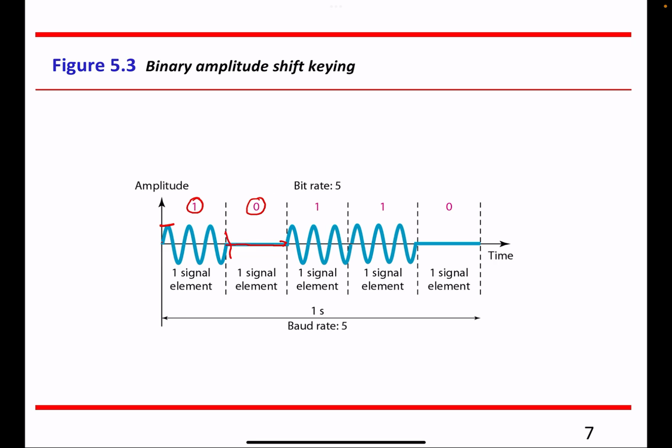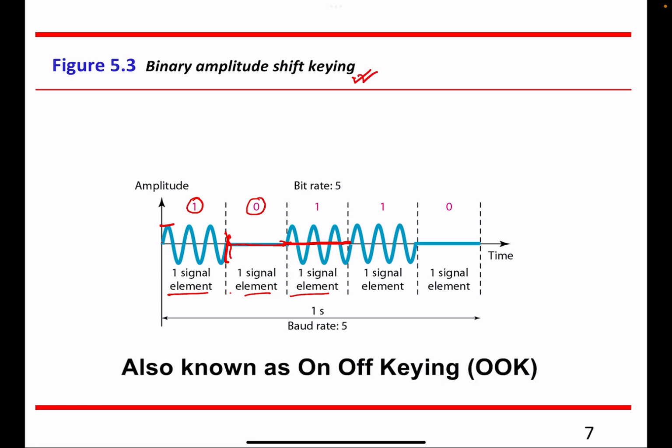Okay, and here each part of the signal is known as a signal element. So basically this is a signal element, this is a signal element, this is a signal element, and so on. Here we are representing 1 bit, 0 and 1, so this is known as binary amplitude shift keying. And as we are using either an amplitude or zero amplitude, it is also known as on-off keying, or OOK.